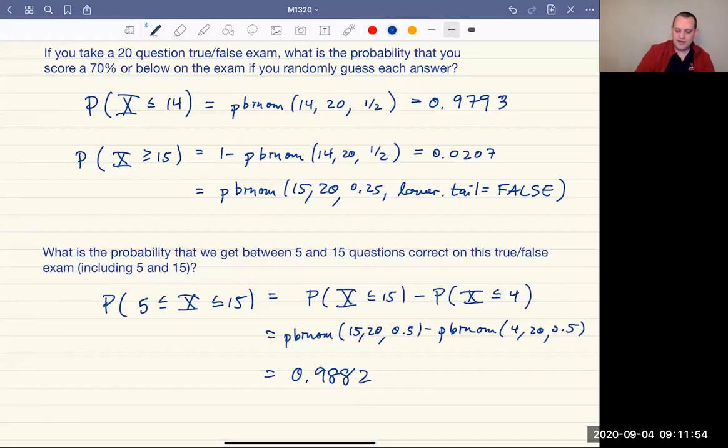So there's roughly a 98% chance that we get between 5 and 15 questions correct if we guess. That seems reasonable because we would expect on average to get about 10 questions right. If we have a true-false exam and there's 20 questions, we'd expect to get about half of them right. So that seems pretty good. Between 5 and 15 questions correct, there's going to be a high probability there. It'll be about 98.82% likely that you get between 5 and 15 questions correct. Okay, so that's what I wanted to do there.